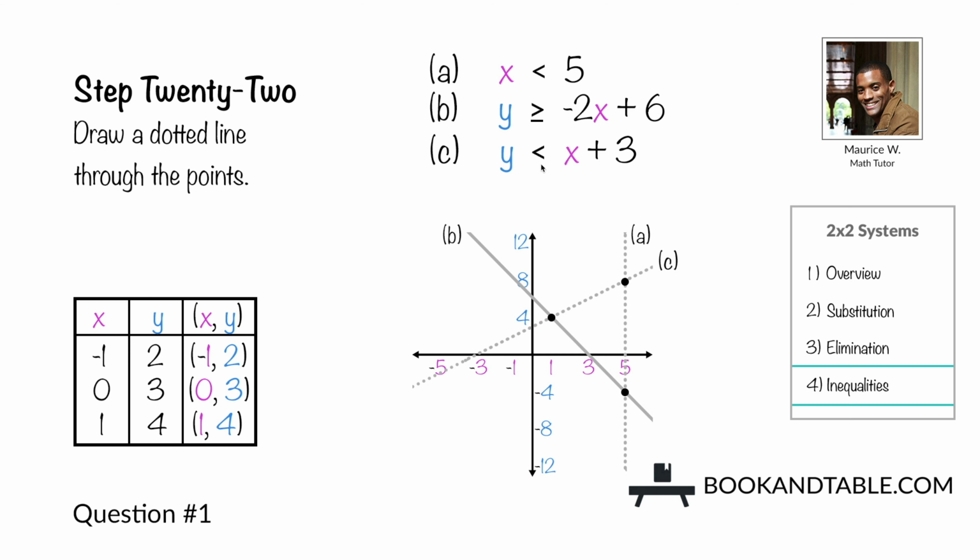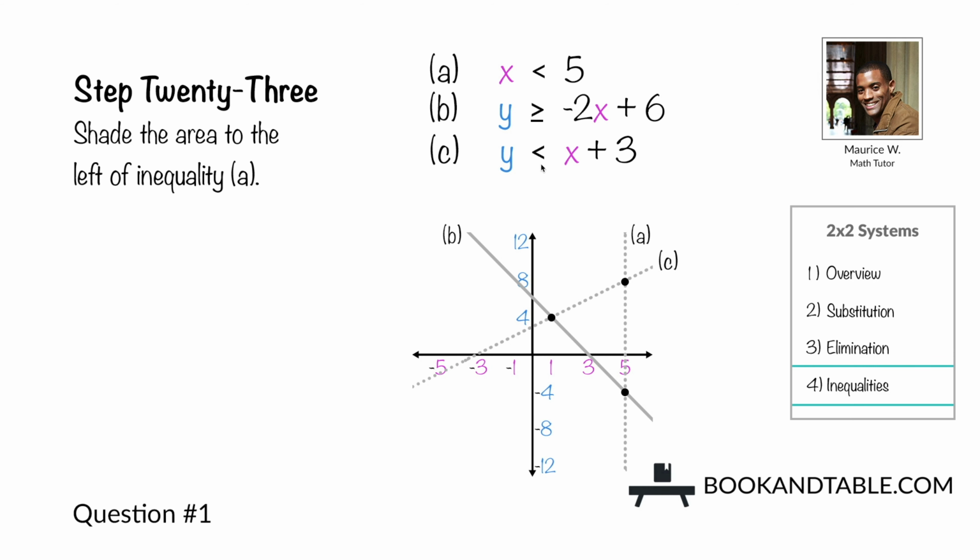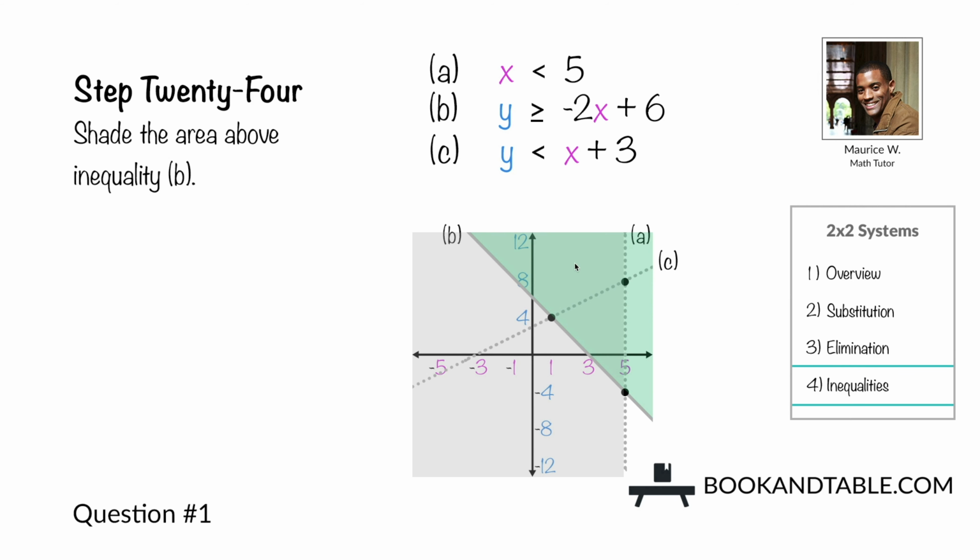And now we want to begin shading in the areas. So step 23, shade the area to the left of inequality A. It's a vertical line. In the inequality, the solutions are less than 5. So along the x-axis, the smaller values are to the left. So we shade those points. Now step 24, shade the area above inequality B since it's greater than. So you go to B, and now you shade the points above that line.